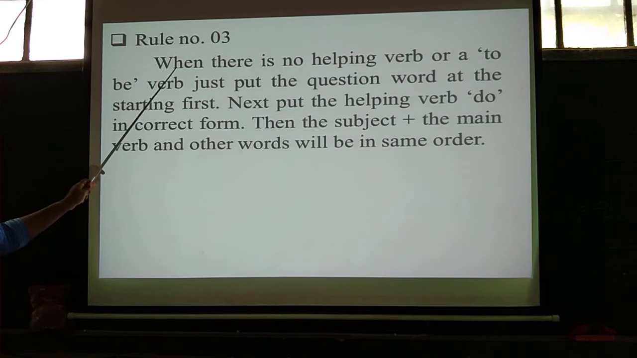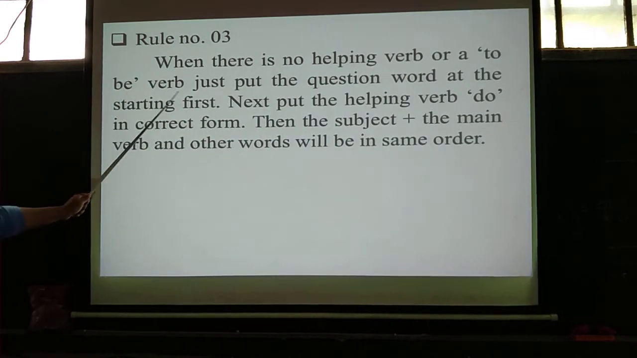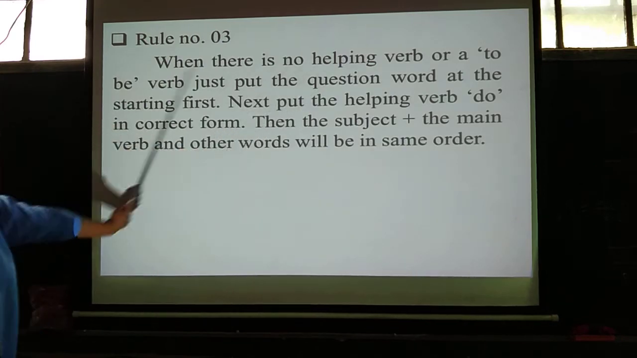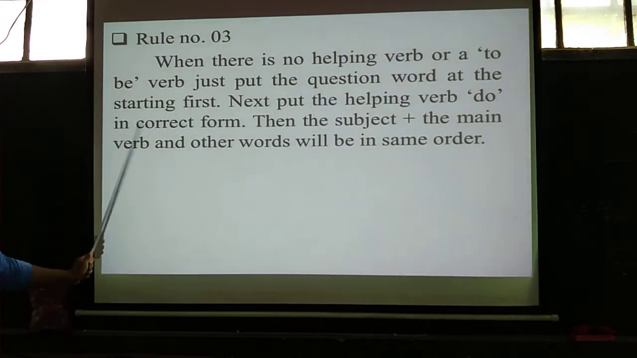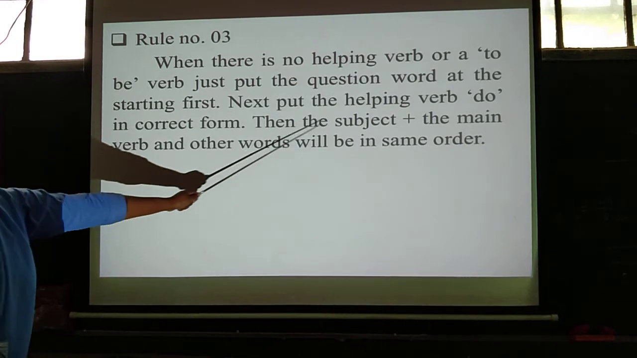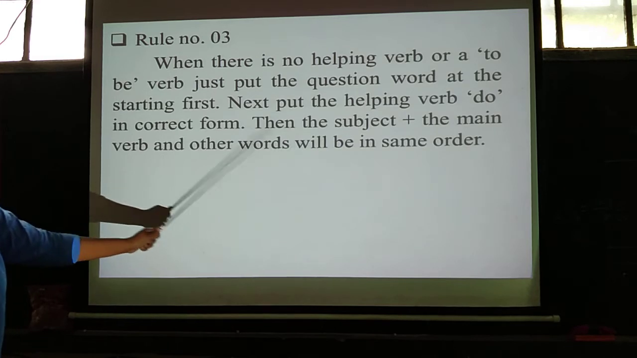Rule number 3. When there is no helping verb or a to be verb, just put the question word at the starting first. Next, put the helping verb do in correct form. Then the subject plus the main verb and the other words will be in same order.